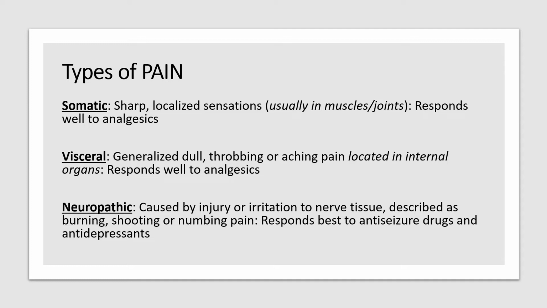And this type of pain responds very well to analgesics, whether it's the acetaminophen group, the NSAID group, or if necessary, the opioid group. Visceral pain is typically less of a specific pain. It doesn't directly tell you where the pain is coming from. An example would be appendicitis, where initially you just have generalized dull abdominal pain. It's not localized anywhere yet.